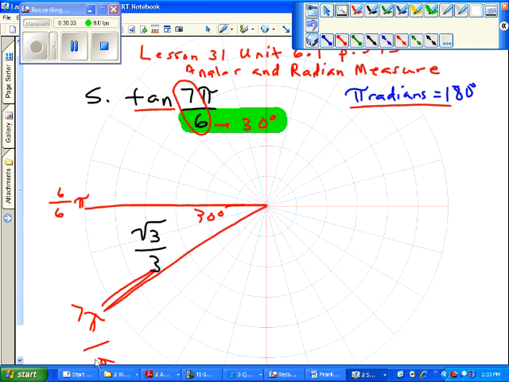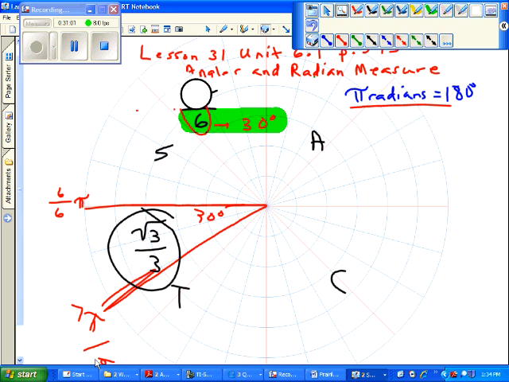Tangent 30, square root 3 over 3. In a smart trig class, tangent is positive in quadrant 3, so it's positive square root 3 over 3. You have to know some stuff to be able to do what we're doing. This all comes out of our head, okay? Any questions on that?